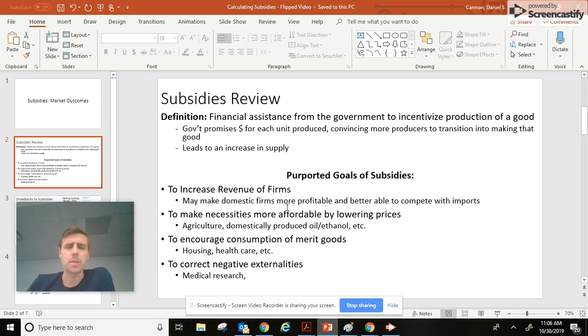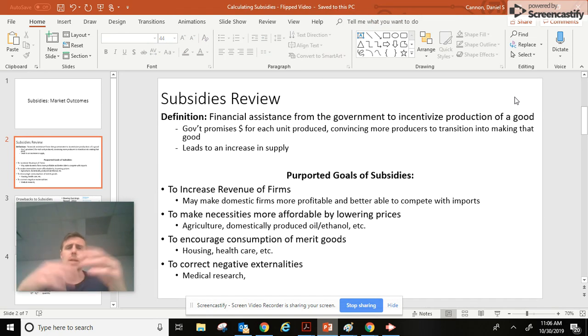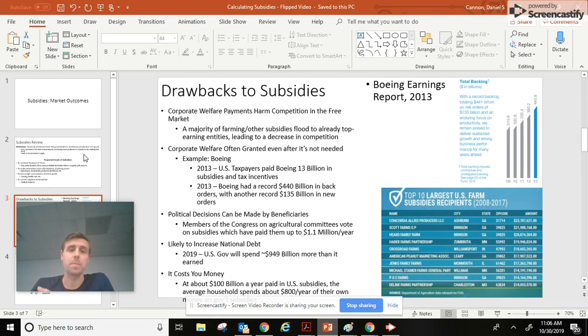So down here you can see there's a couple main goals, not to go through all of them, but it's going to increase the supply of that good because it's an incentive for producers to make more of something. It's going to increase revenue for those firms. And as a result of the increase of supply for those goods, it's going to decrease the price for consumers. So at the end, the government spending leads to producers making more money and consumers spending less money.